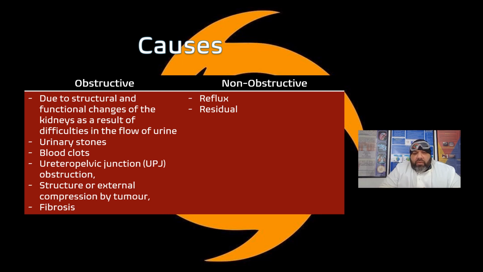So, some of the causes: there are obstructive and non-obstructive causes alongside the risk factors, and this table in this slide highlights those. These causes, obstructive and non-obstructive, are in addition to the risk factors, and alongside where there may be a compromised renal parenchyma.